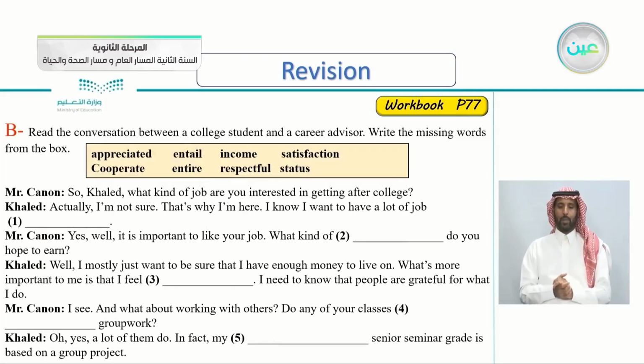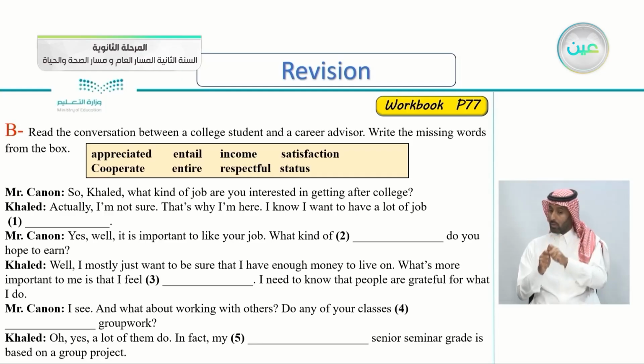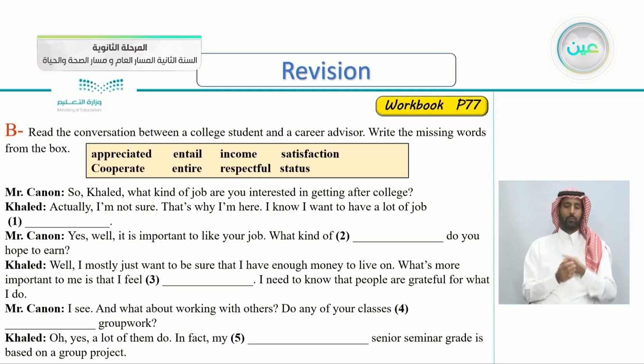Next exercise, also on page 77. Read the conversation between a college student and a career advisor. A career advisor, someone who gives you advice regarding what to do in your future. Write the missing words from the box. You can see the words in the box here: appreciated, entail, income, satisfaction, cooperate, entire, respectful, and the word status. And of course, we have to fill the gaps, the missing word, from the words in this box. So let's read the conversation together here.